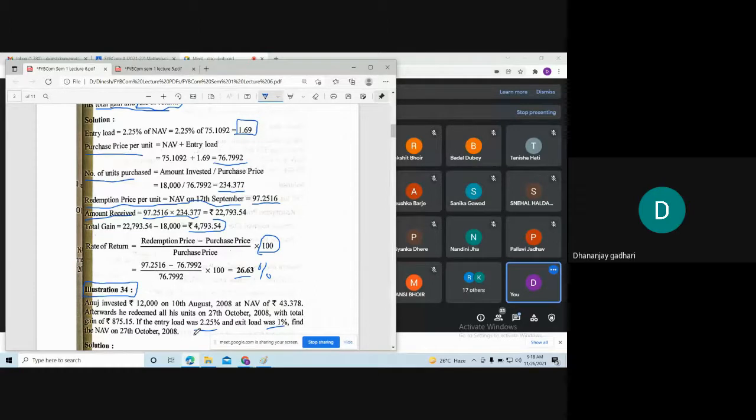Yes, sir. First is given amount invested 12,000. Second is net asset value of purchase, 43.378. Then entry load is given 2.25 percent, and exit load was 1%. And 875.15 is the total gain. So this is our total gain. And what is our aim?